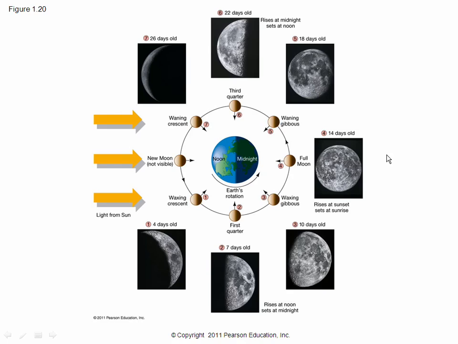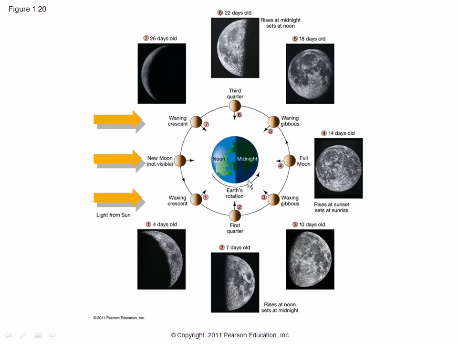Hi, I'm here to talk to you about the phases of the moon in Figure 1.20 out of your book. The yellow lines are the light from the sun. They represent the light from the sun, so that means the sun is over here. The small red circles represent the moon, and the large blue circle in the middle represents Earth.